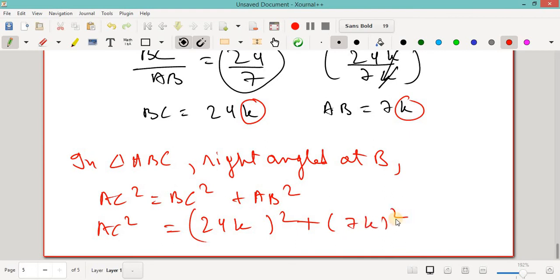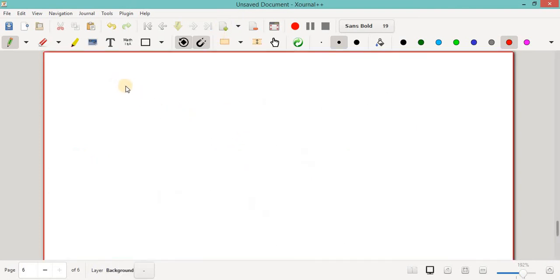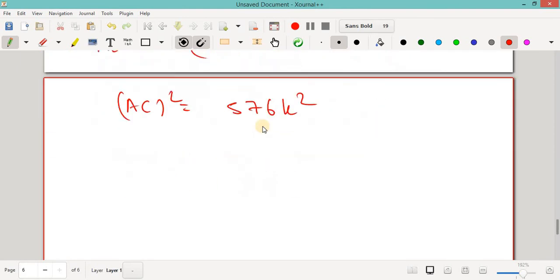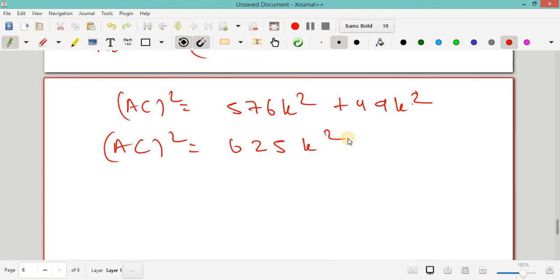Done. Now we are going to multiply this. We know that 24 square will be what? 576. I'm going to make a video about Vedic mathematics also, so that you can do it easily. So AC square is equal to 576K square, since 24 square is 576, plus 49K square. Done. So AC square, if we add this, will be equal to 625K square. Yes, 625. Done.